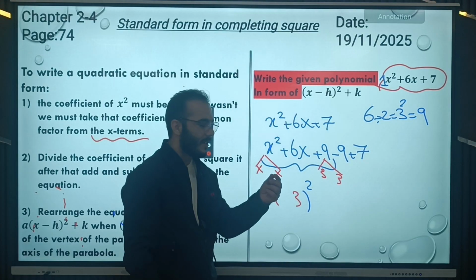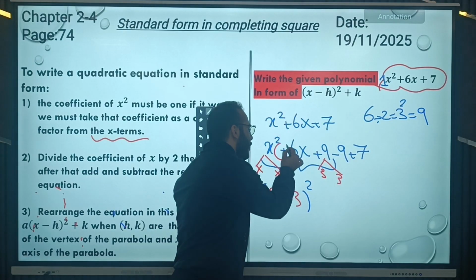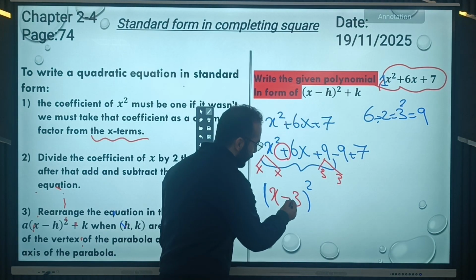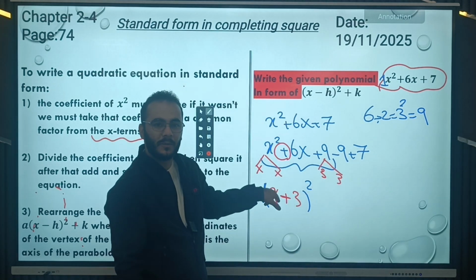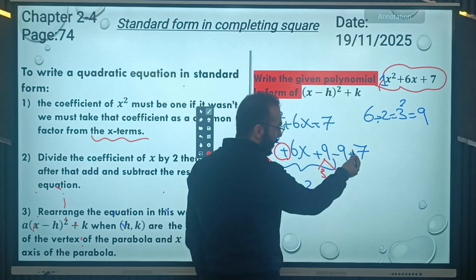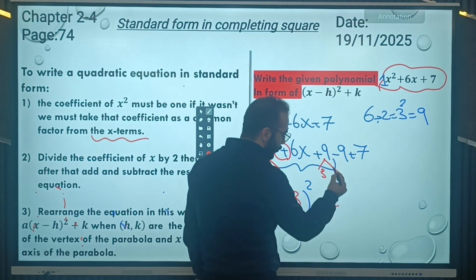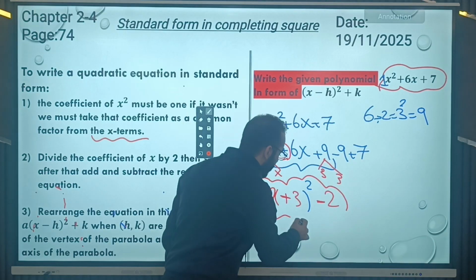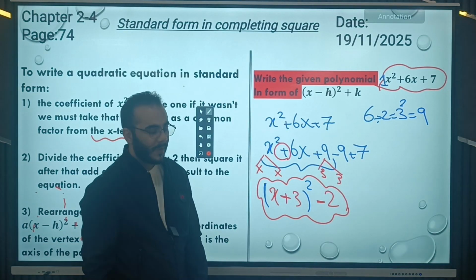How are we going to determine the sign between them? By looking at the first sign of the equation. If it is positive, inside would be positive. If it is negative, it's going to be negative. And then negative 9 plus 7, negative 2. Aha. So here is the vertex form, actually.